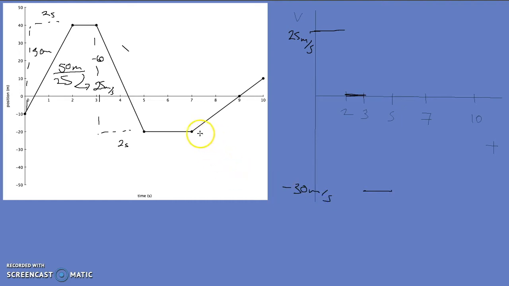Alright, go ahead and find the velocities for the last 2 segments and enter them in the box on the side. For this segment you should have got 0 meters per second, and for this one going from -20 to 10 in 3 seconds should be about 10 meters per second. So we graph those, we go here, and we go about here. Okay? So this is a velocity graph that we have now created using our position graph here to the left.